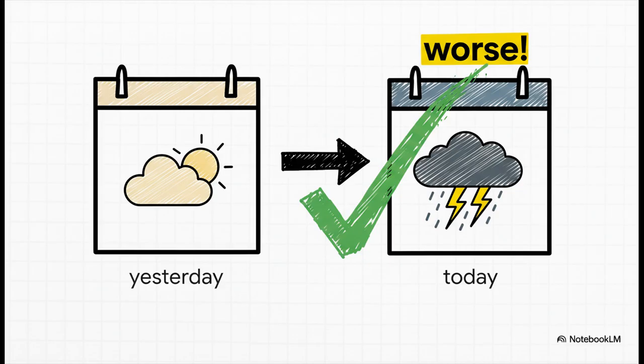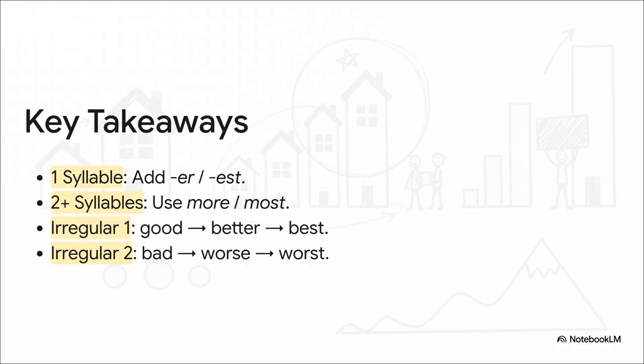So why worse and not worst? Well, because we're comparing just two things, yesterday and today. That's a job for the comparative. Now, if we were comparing today to every single day this entire year, then we might call it the worst day. See the difference?